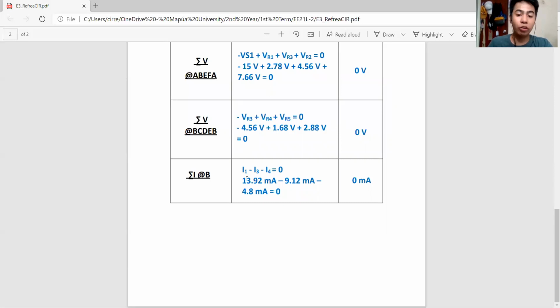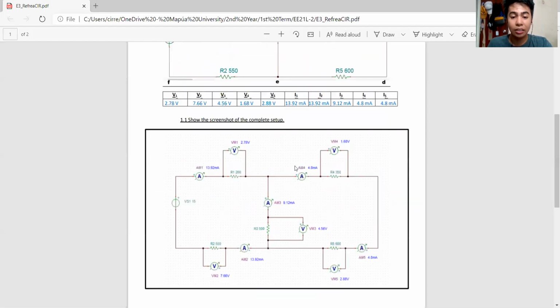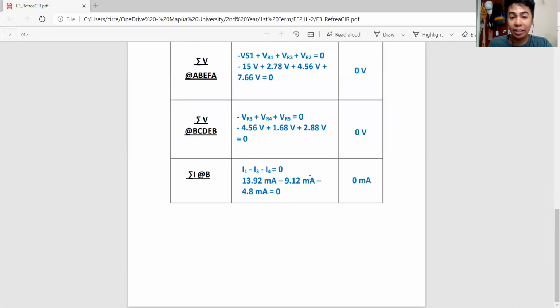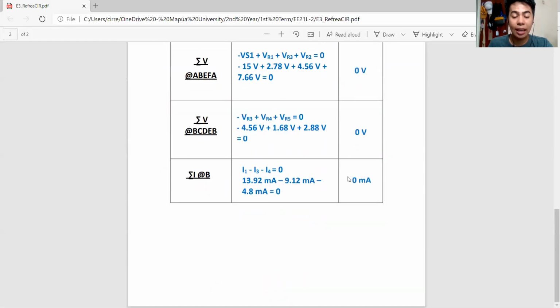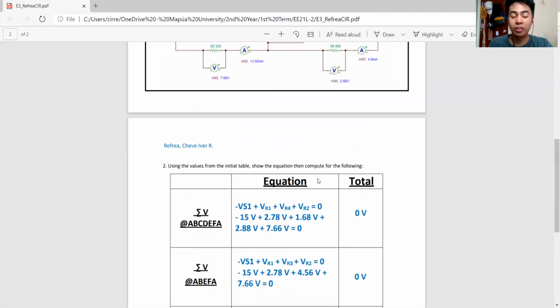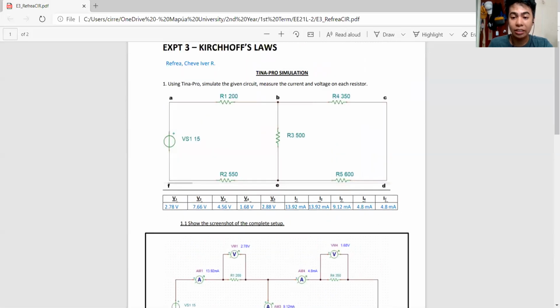And lastly, for the fourth item, the formula is current 1 minus current 3 minus current 4, which should equal 0. The first one is 13.92 milliamperes, as stated here. The second one is I3, which is here, as correctly stated, 9.12 milliamperes. And lastly, is I4, which is 4.8 milliamperes, which is stated here.